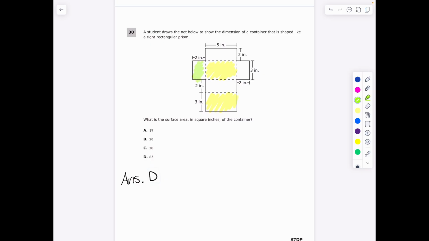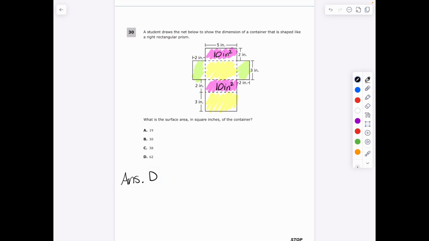These sides are going to be the same. And these parts are going to be the same. Okay? So I'm not going to do double work. I can just figure out those parts. Starting with the top one, 5 times 2 is 10. So this is 10 square inches. So I know this part is 10 square inches.